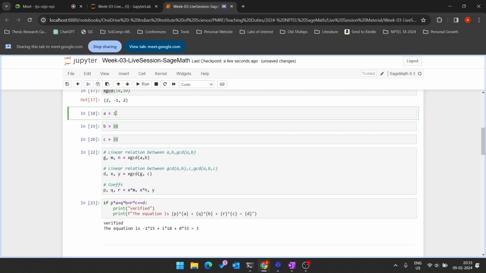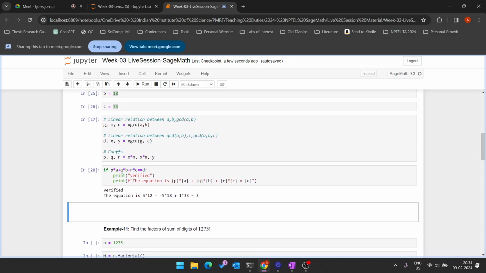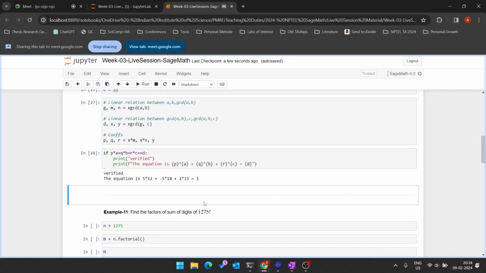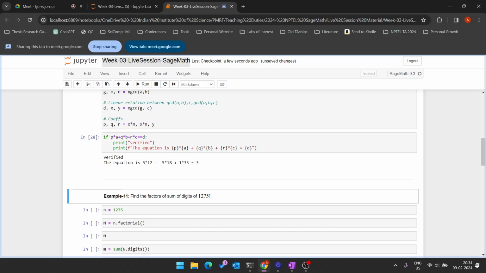If I change this a bit, say 12, 18, 33, I get 5 into 12, which is 60, minus 5 into 18, which is 90. So 60 minus 90 minus 30 plus 33. Again, I end up with 3 itself. Okay, so I think this should be clear. PA plus QB plus RC equals T. If there are any doubts in the logic, you can stop me now. If not, I'll move ahead.